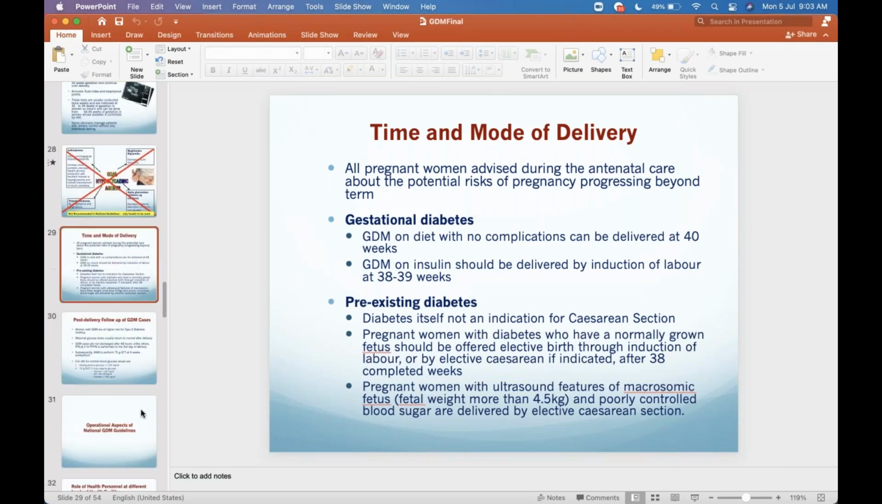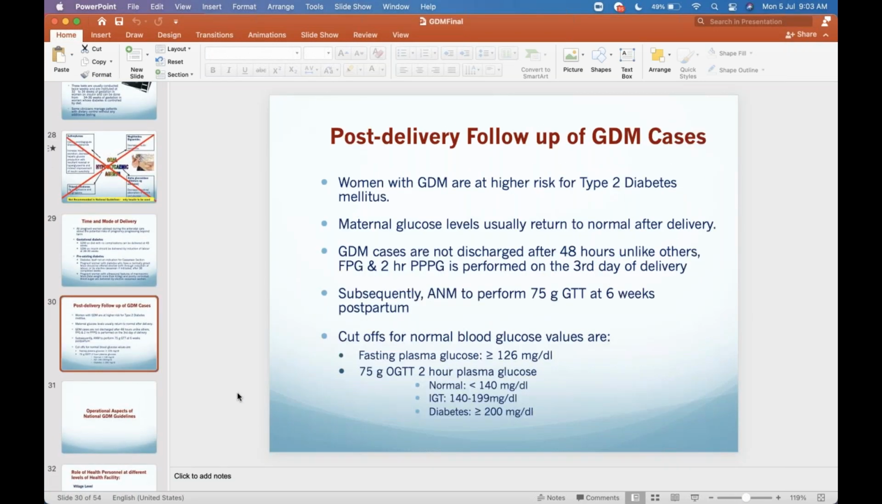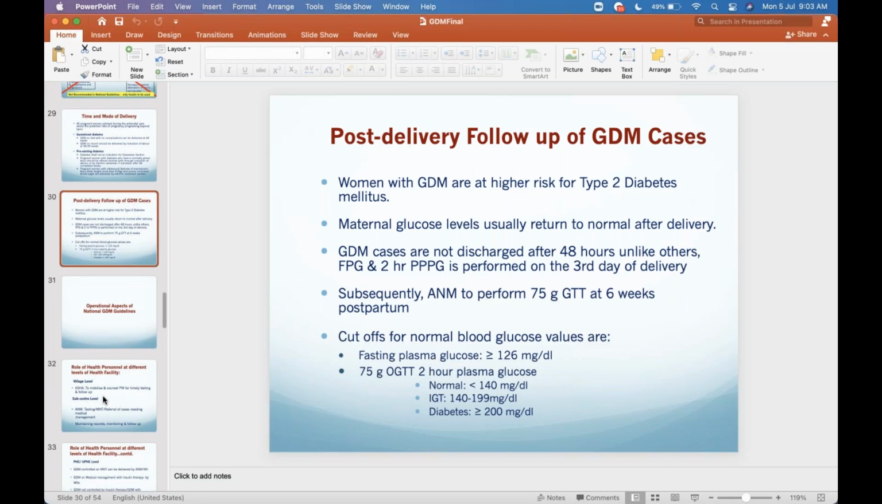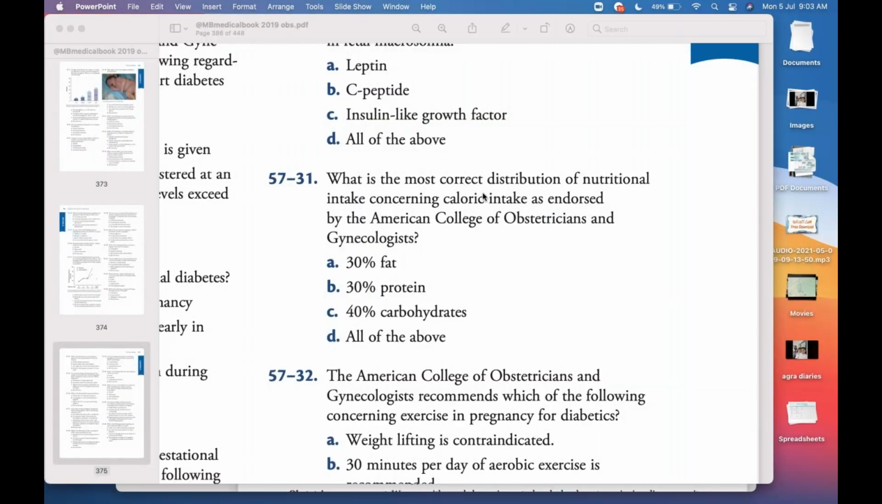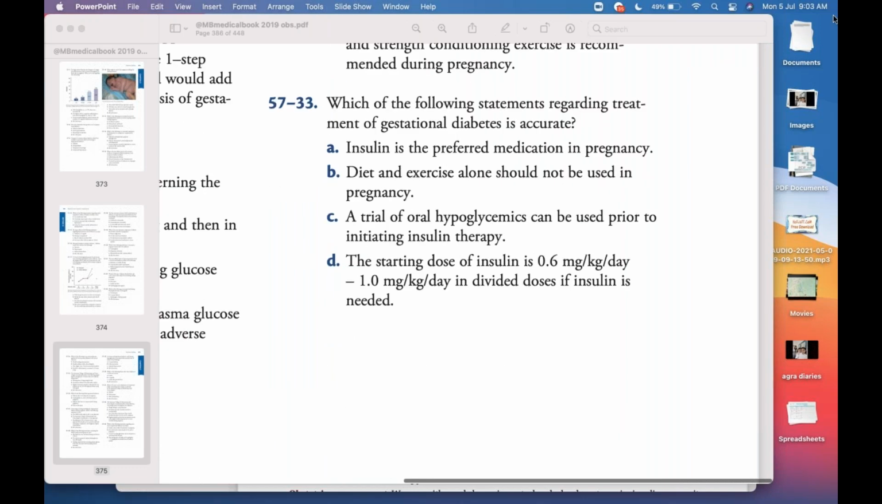I think timing and mode of delivery and follow-up are also done. So we don't do a 2 hour 75 OGTT at 6 weeks. So don't do that. Okay, in the postpartum period it is not to be done. I think I'm done. Any questions? I've not found any questions.